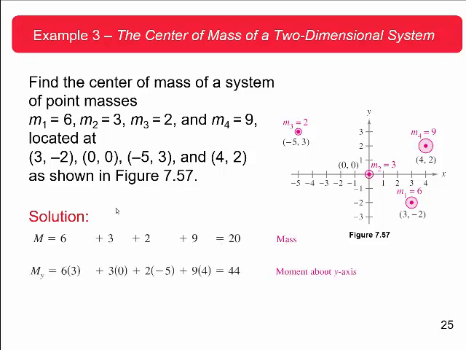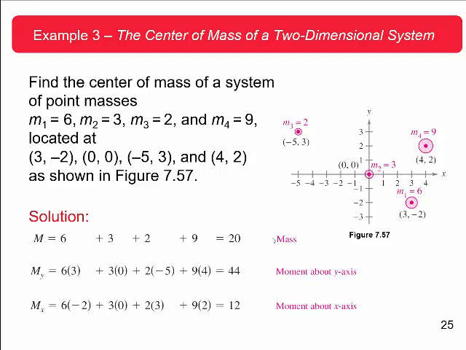So M sub y. Let's find M1. To remember, for My, you take the mass and multiply it by the x value, the opposite way you would think. So 6 times its x value, 3. Then you take 3, multiplying by the x value, which is 0. Then you take 2, multiplying it by the x value of minus 5. You do the same thing with 9. So the moment about the y-axis is 44.